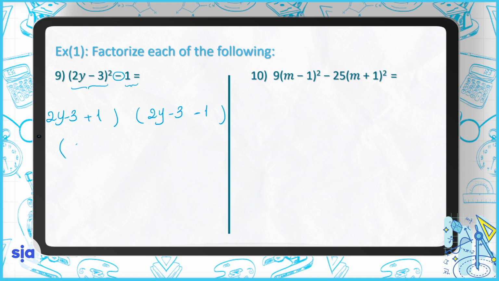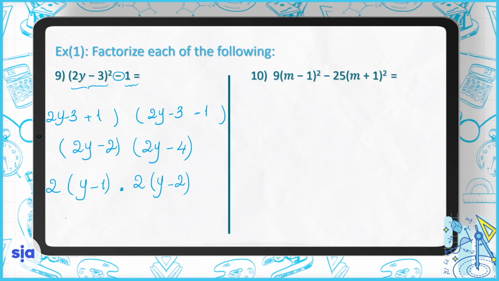You can simplify this by 2y minus 2 multiplied by 2y minus 4. Yes, you can simplify it more with the HCF. Here there's a 2y minus 1 multiplied by 2y minus 2. 2 times 2 is 4, and then y minus 1 multiplied by y minus 2.